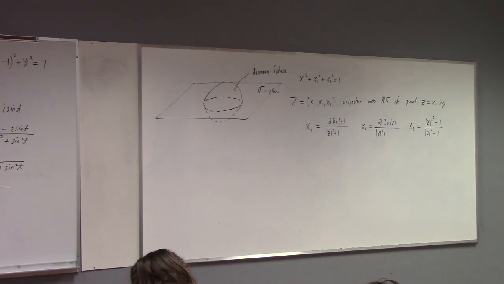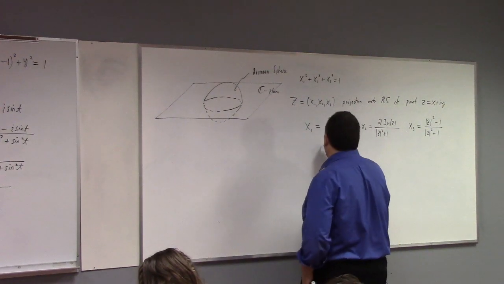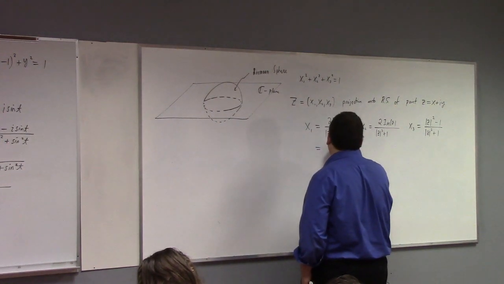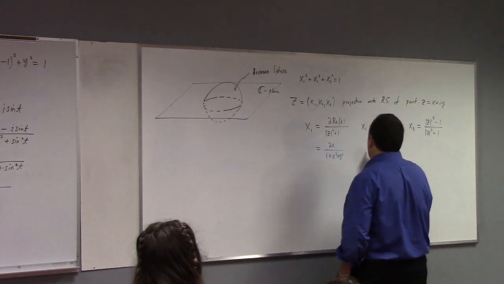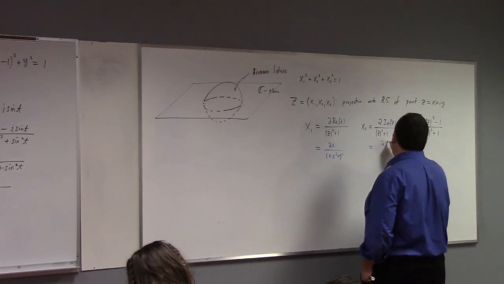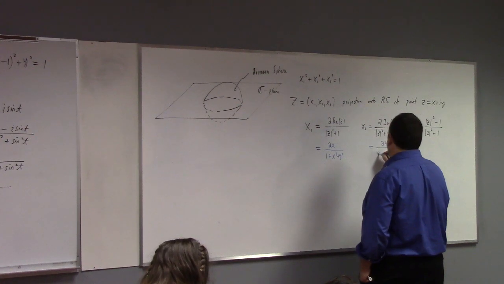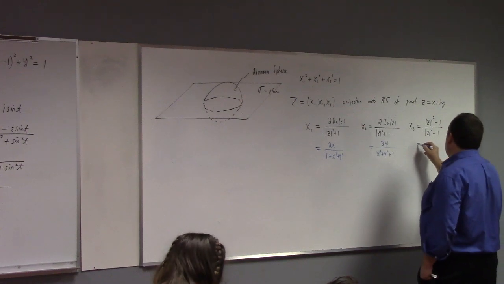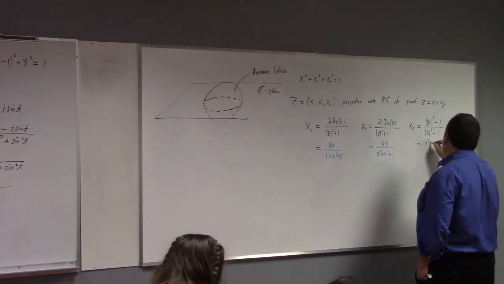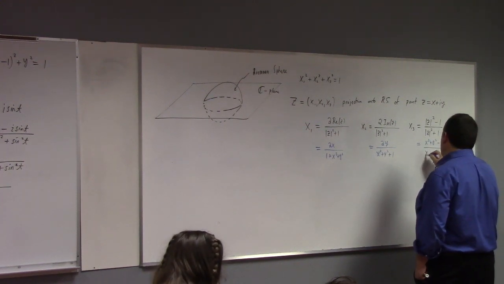In terms of the xy notation, I'd like to have a toy that illustrates this better. x1 is actually 2x over 1 plus x squared plus y squared. x2 is 2y divided by x squared plus y squared plus 1. And x3 is x squared plus y squared minus 1 divided by x squared plus y squared plus 1.